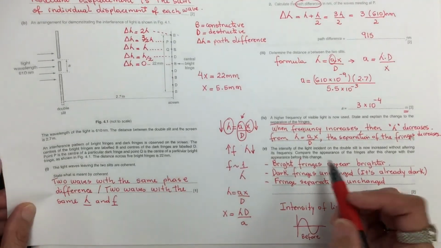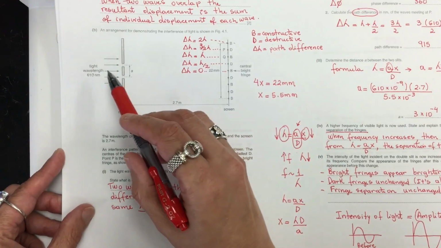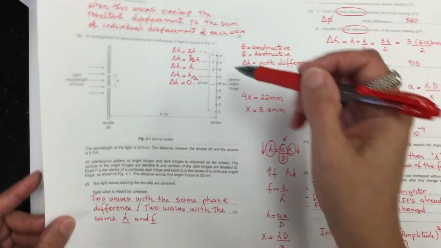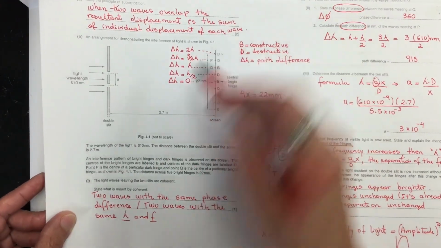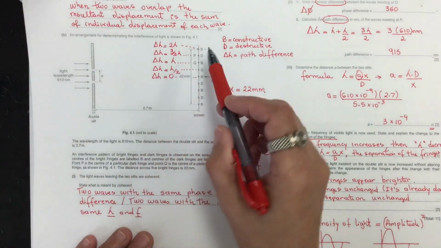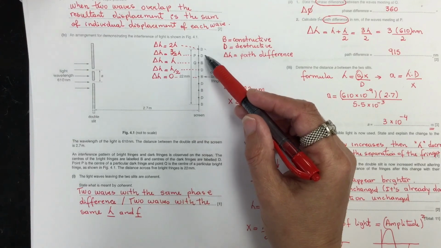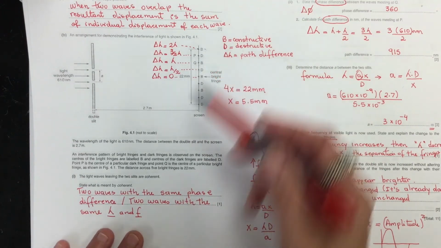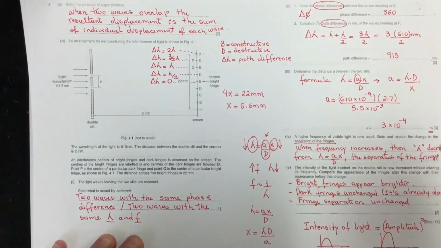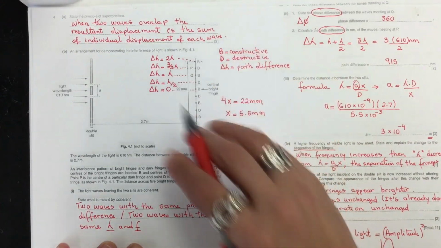And the last question is related to increasing the intensity of the light and how that changes things here. Of course the bright fringes will be brighter, the dark will not have any change because they are already dark, and the fringe separation will remain the same.